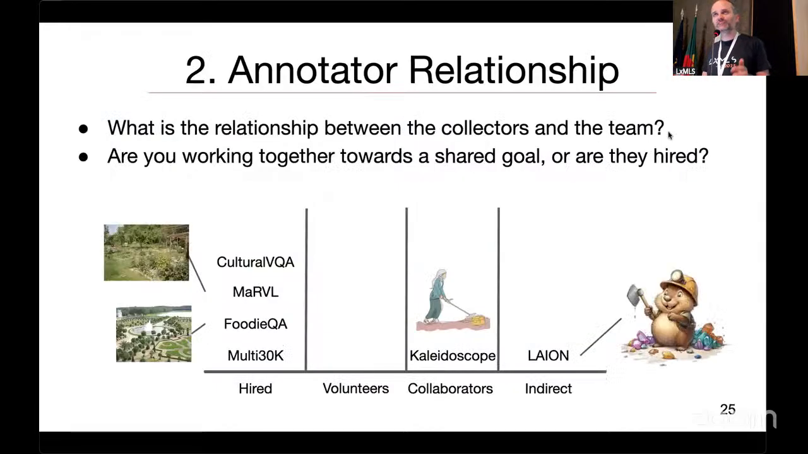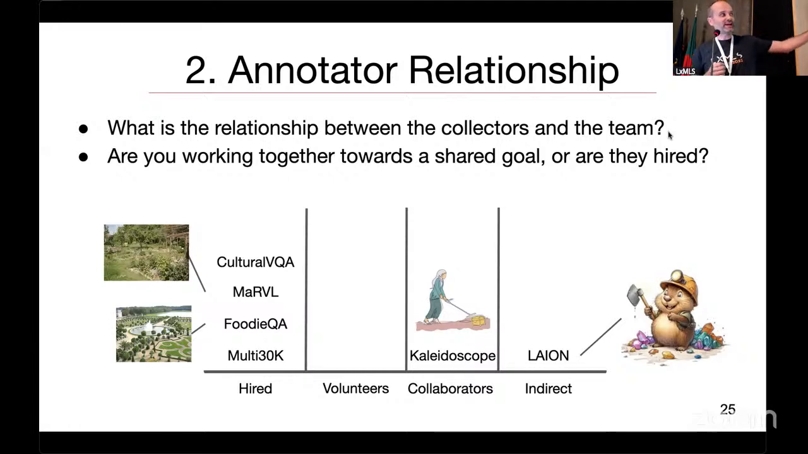In terms of the relationship between the annotators and the people who are actually collecting the data, I think that there's a lot of interesting gray zone here. Most of the things I try to think about are whether you're working together towards a shared goal, or whether the annotators are hired to perform a task that they ultimately don't care about. And so on the left-hand side of this, we have a collection of data sets where the people were hired and paid money through platforms like Crowdflower or Mechanical Turk.